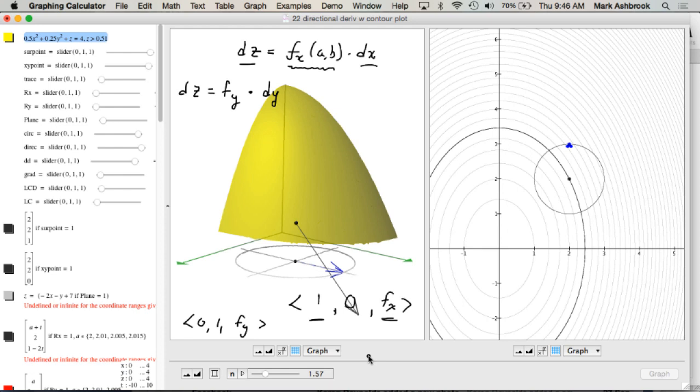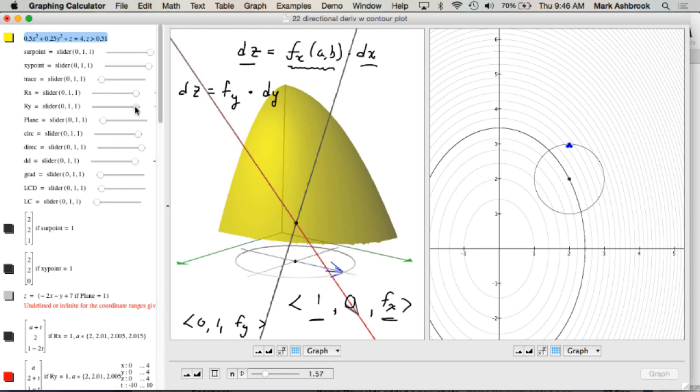So now I want you to write 3 things. I want you to write the equations of each of these 2 lines. Now it should be pretty smooth sailing from here. And then I want you to write the equation of the tangent plane.